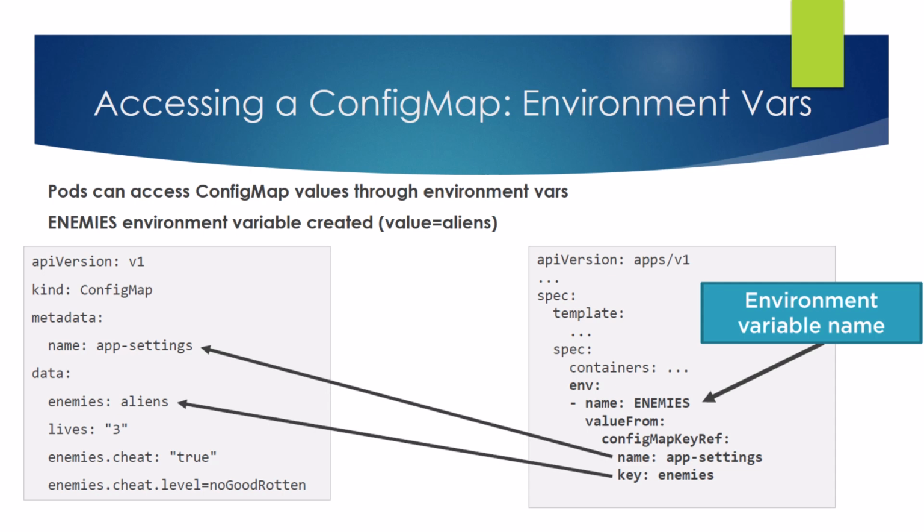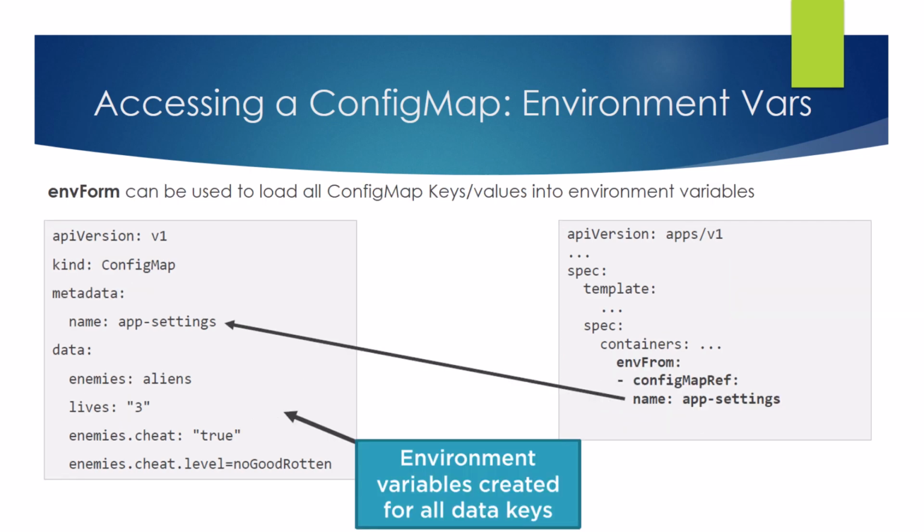It's also possible to load all of these properties on the left, enemies, lives, enemies.cheat, and the last one there, into environment variables with just one simple command. So let's take a look at the YAML for that. So if we want to load kind of everything in enemies, lives, enemies.cheat, and the last one, then we could use on the right side, you will see env from config map ref app settings.